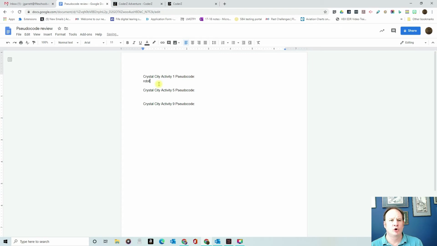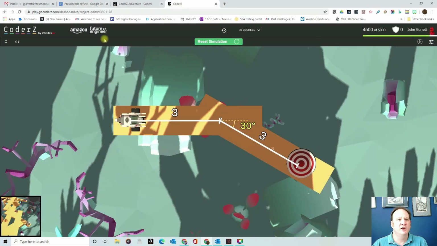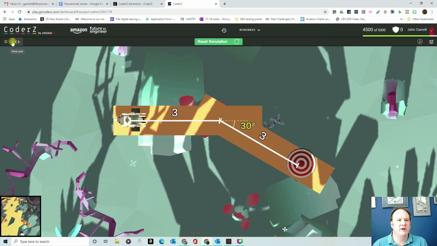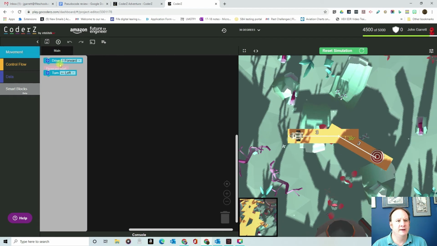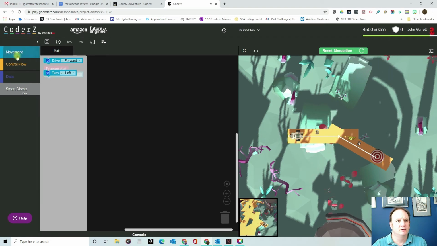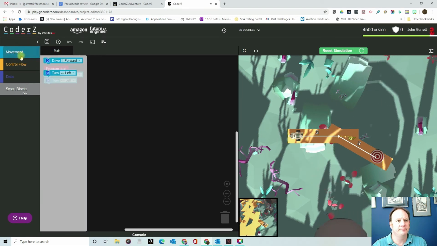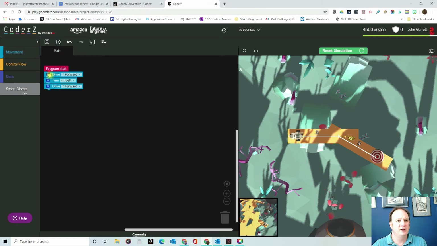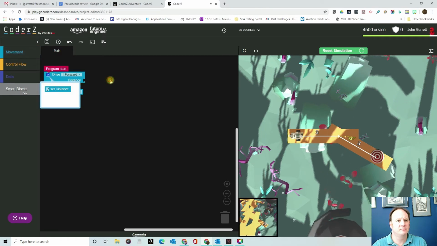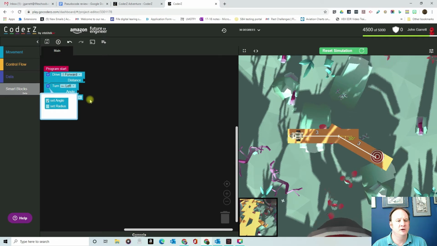So, robot, forward 3 meters, turn right 30 degrees, and forward 3 meters. Okay, so again, now I know what I got to do. Okay, so I'm going to exit full screen, and I like to pull out my turns here, and then set the things that I need.